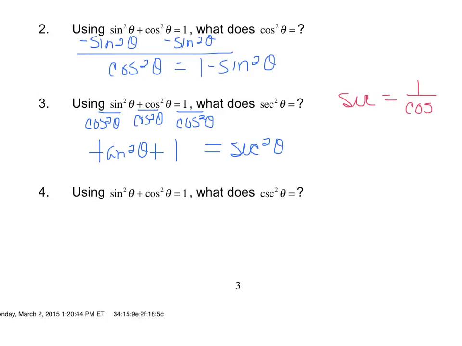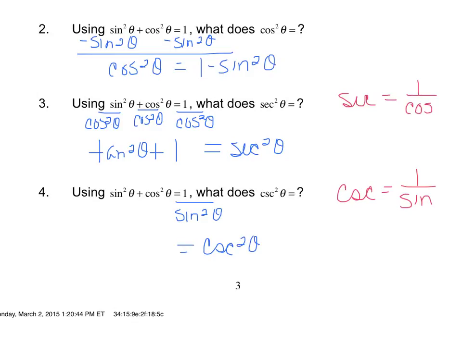All right, let's do one more. Sine squared of theta plus cosine squared of theta equals 1. How can we get it to equal cosecant squared of theta? Well, cosecant is 1 over sine. I do have a 1. I can divide that by, in this case, sine squared of theta, because I need a cosecant squared of theta, and I'll get my cosecant squared of theta.